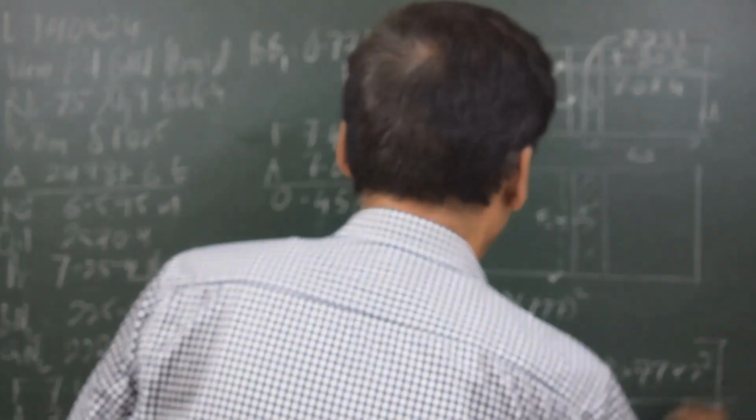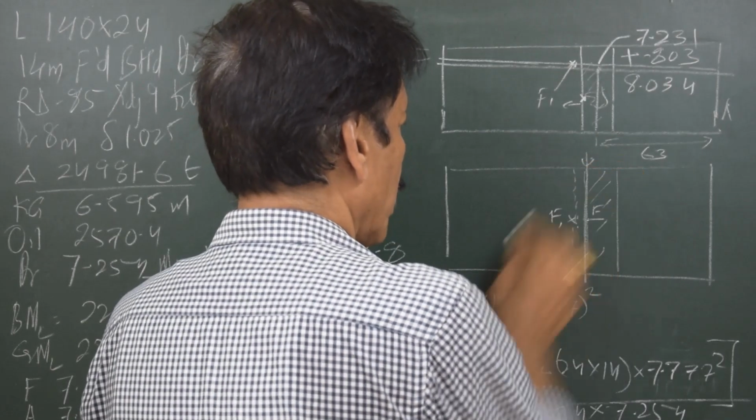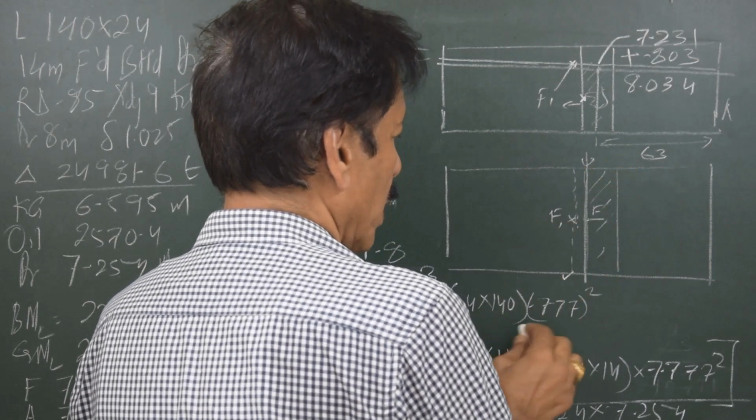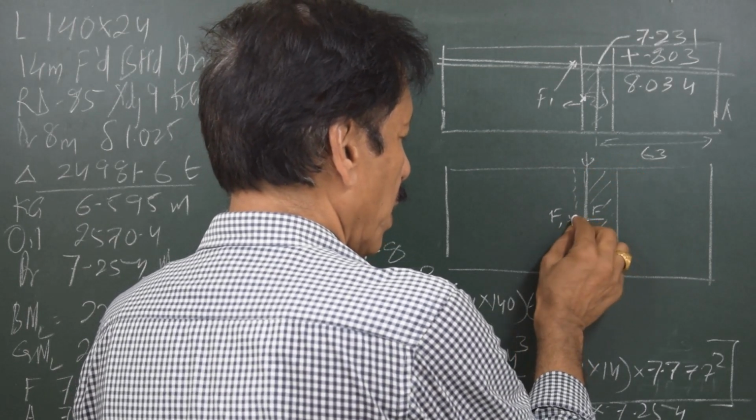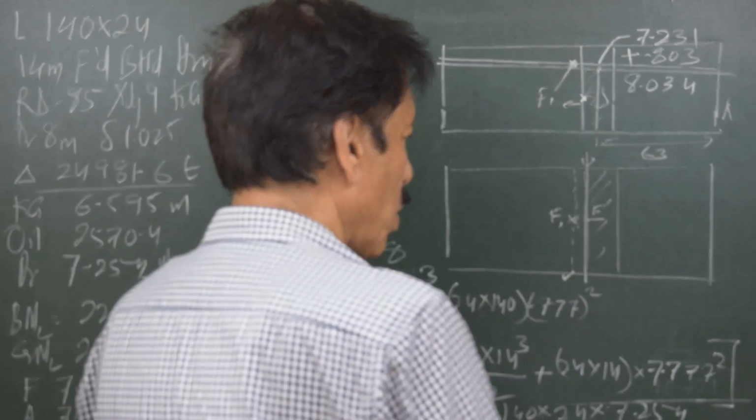This whole thing is to be divided by intact underwater volume. Now in this calculation, 24 into 140 cube, that is BL cube upon 12, gives you the moment of inertia of total waterplane about this axis. But we don't want this axis because FS shifted here, still assuming that there is no damage, undamaged waterplane area.